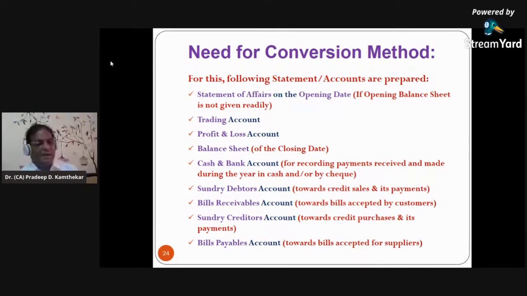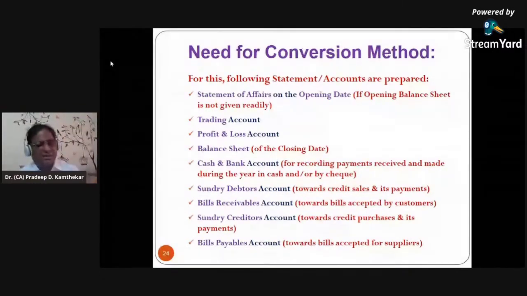Now, what is cash and bank account? It is very simple, and you will be preparing it, say, for the first time, but it is not something new. What is cash and bank account? It is the account of all cash and bank related transactions, where money is received during the year either in cash or by some bank or digital payments, and payment is made in cash or, say, by cheque or by digital payment method.